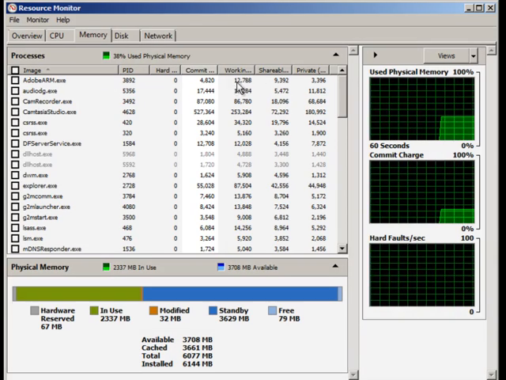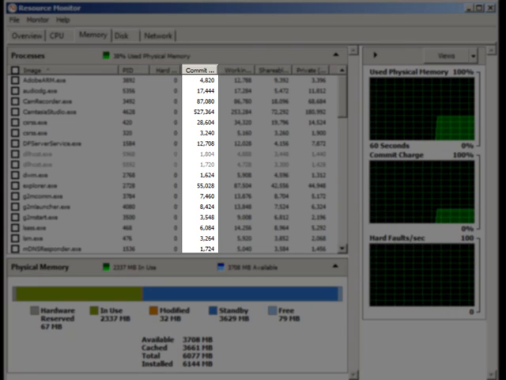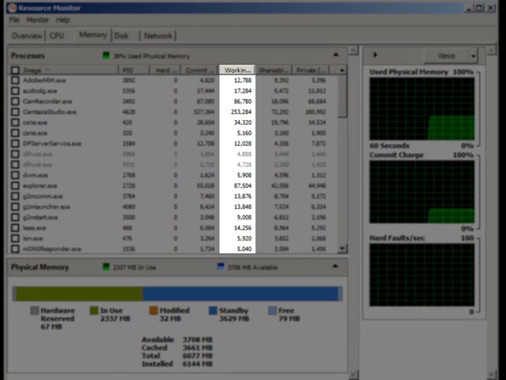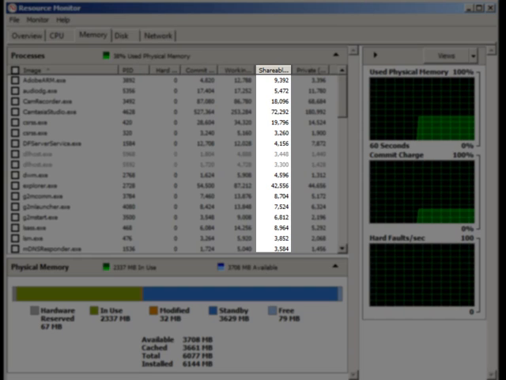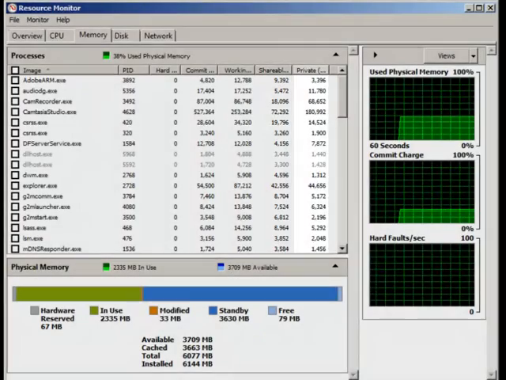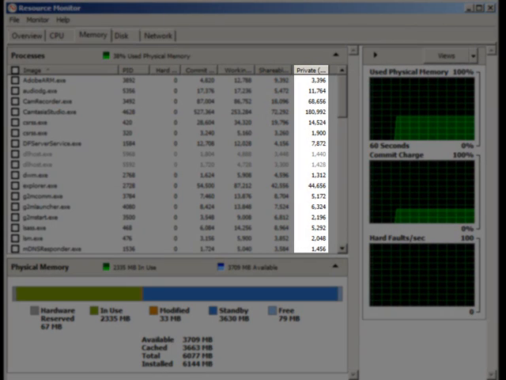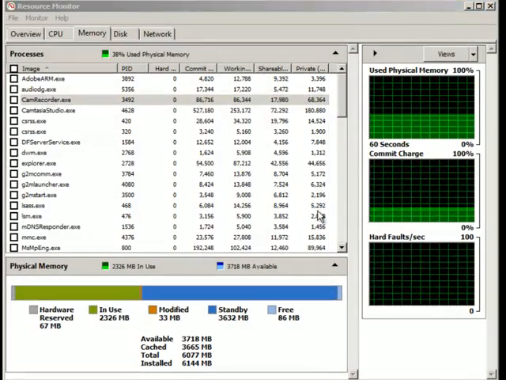There are different types of memory here. There's the commit, which is the amount of virtual memory reserved by the OS for the process in kilobytes. The working set, which is the amount of physical memory currently in use by the process, which is in kilobytes again. The shareable memory, it's the amount of physical memory in use by the process that can be shared with different processes. So if it's allocated a certain amount and it needs less, that memory can actually be given to another process. The private, which is the amount of physical memory in use by the process that cannot be shared.